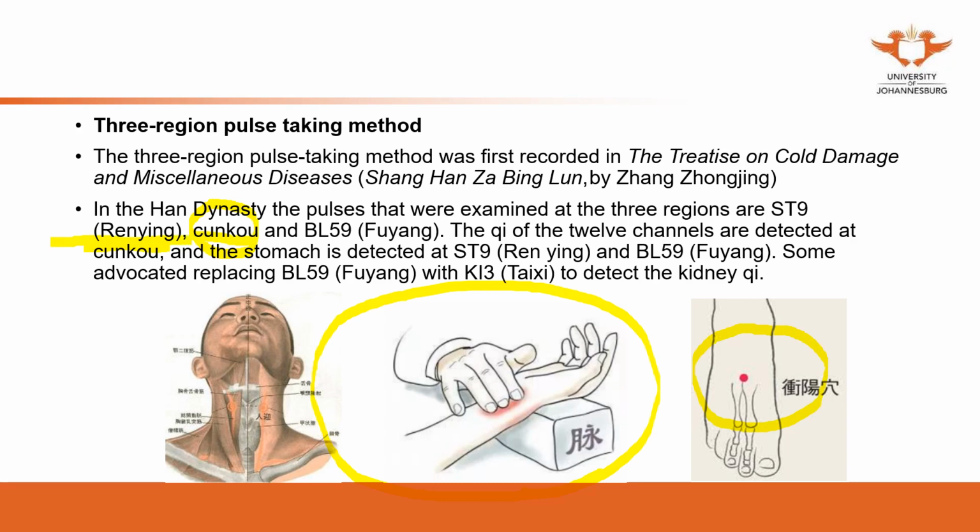The Renying pulse is also used in Western medicine if they want to check the heartbeat, such as in first aid, like CPR. We also check the pulse. Western medicine also checks the pulse at the Renying. So in some critical conditions, you can still use these three pulse diagnostic methods.